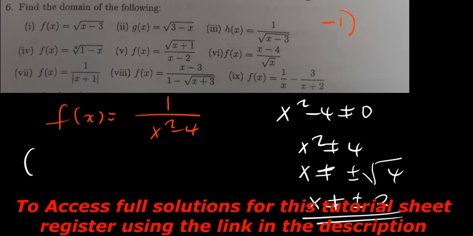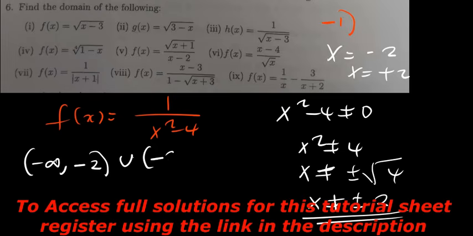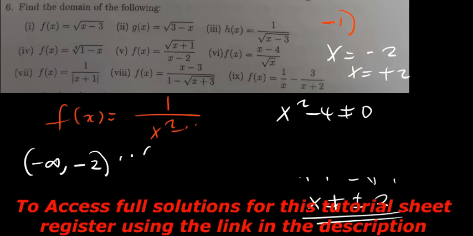the domain will be from negative infinity to negative 2. Negative 2 should not be part of it. What I mean there, I've got x is equal to negative 2 and x is equal to positive 2. So union, again starting from negative 2 all the way to 2, but these are not included. Union, again starting from 2 all the way to positive infinity. So the 2 and negative 2, they are not part of it.